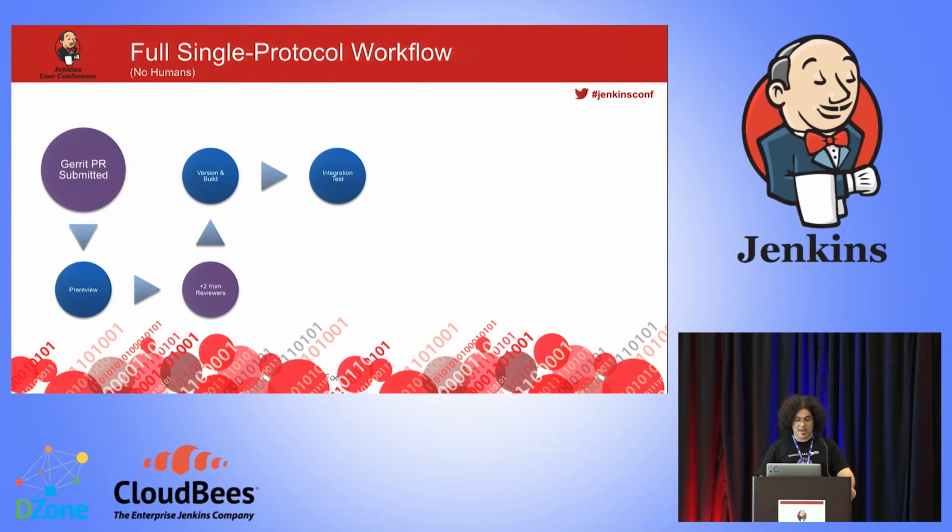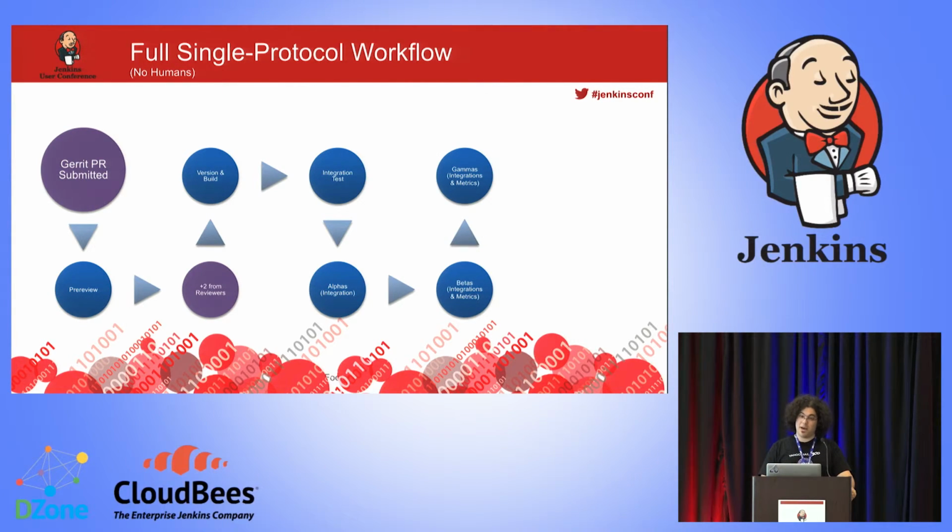When the integration tests pass, it goes into alphas, gets integration tested on more environments, more downstreams, and when that passes, it goes to betas, where it's integration tested on more downstreams and has performance metrics on a sizable chunk of traffic. When that passes, it goes to gammas, where it's integration tested, and then metrics tested on an even bigger size of traffic. And once it goes through all that, then it goes into production.